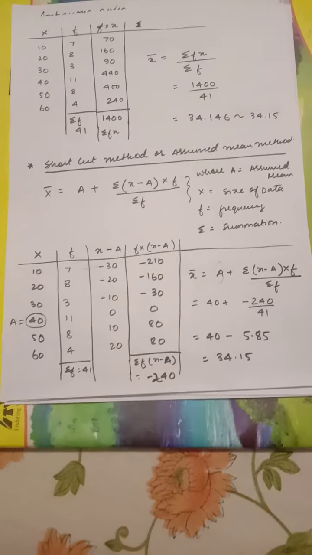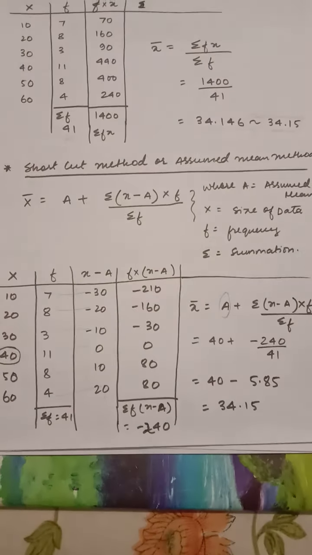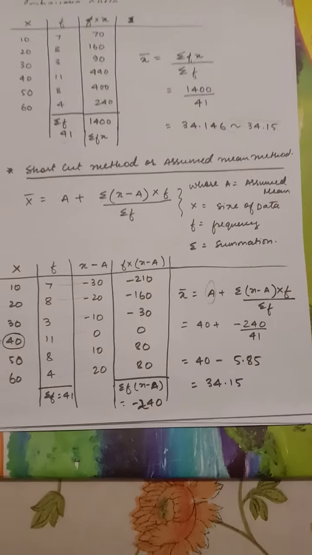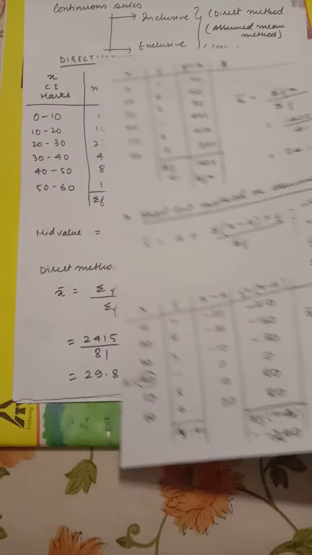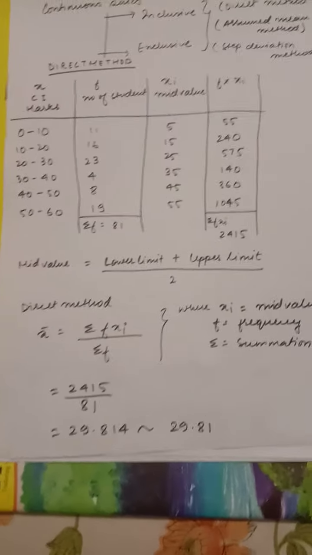So this is the process to find the arithmetic mean by the shortcut method for discrete series. Now let's move on to the continuous series.